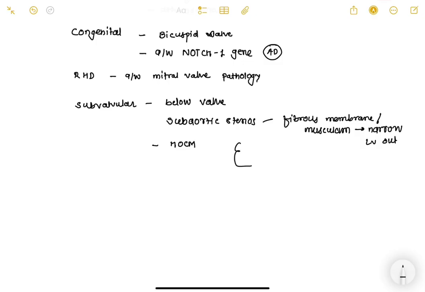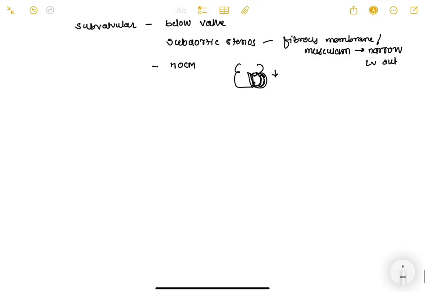In HOCM, there is a hypertrophy of the septum, hypertrophy of the left ventricle, and due to this the space between the aortic valve is decreased due to this hypertrophy. So HOCM is subvalvular.